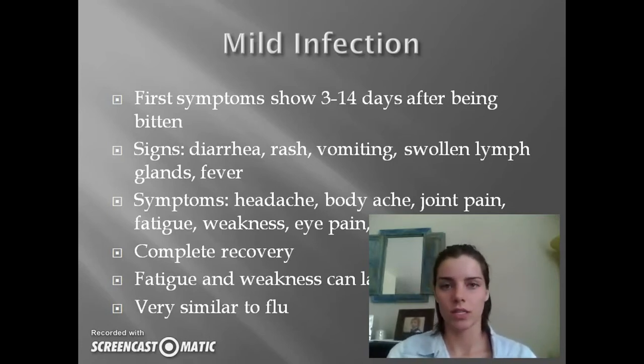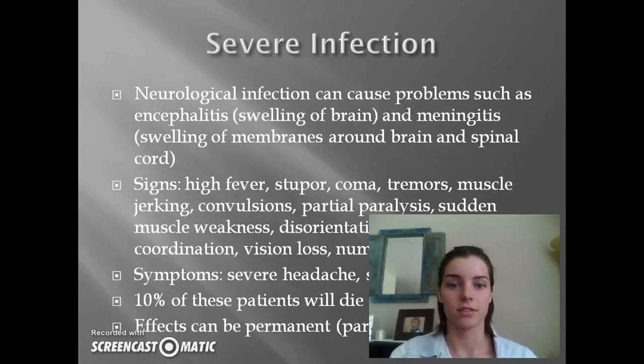So the fatigue and the weakness can last for a few weeks. However, people will completely recover from the mild infection. However, the severe infection can cause neurological problems such as encephalitis, which is swelling of the brain, and then meningitis, which is swelling of the membranes around the brain and the spinal cord. So those are really serious problems.